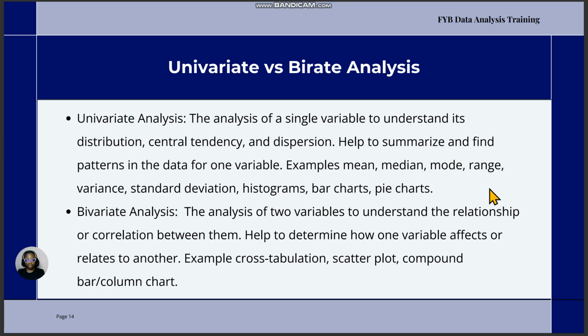Bivariate analysis refers to when you are trying to analyze two variables together to see if there's a form of relationship between them. So the scatter plot that can be used to show the relationship between two numerical variables is a form of bivariate analysis. Sometimes we can use cross tabulation. We'll see that later on. And then a compound bar chart or column chart can also be used to analyze two variables together.